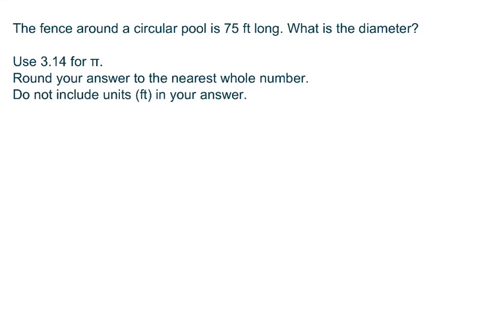The fence around the circular pool is 75 feet long. What is the diameter? Use 3.14 for pi. Round your answer to the nearest whole number. Do not include units in your answer.